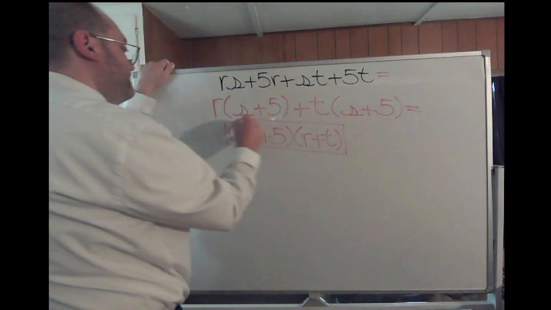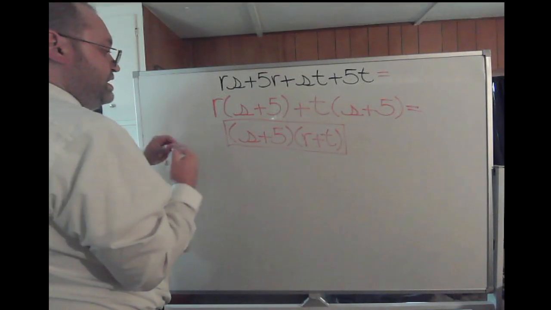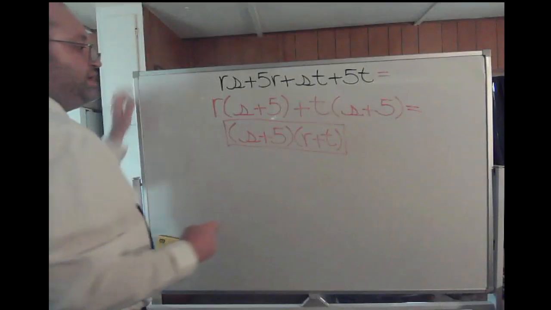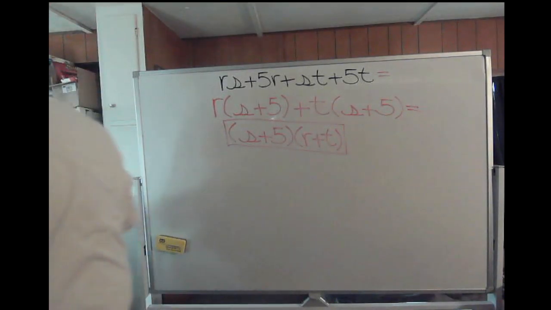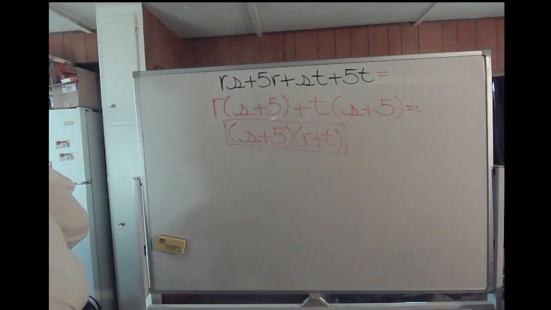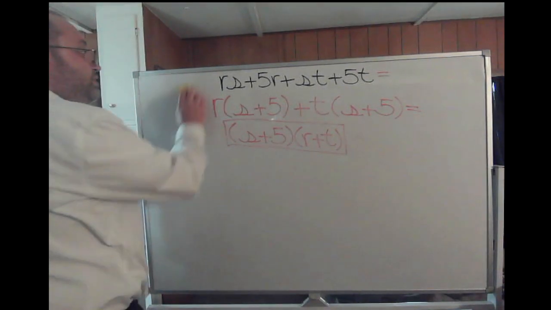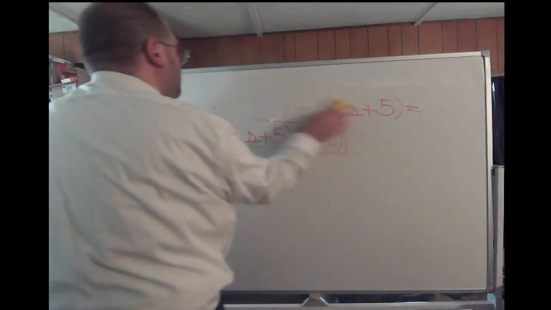So your total factor should be the quantity of S plus 5 times the quantity of R plus T. Let's get a different marker. So that's what you would get for that one.